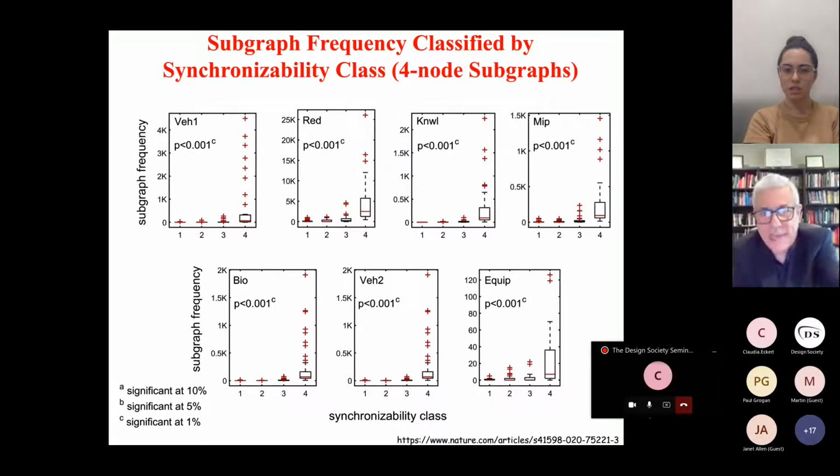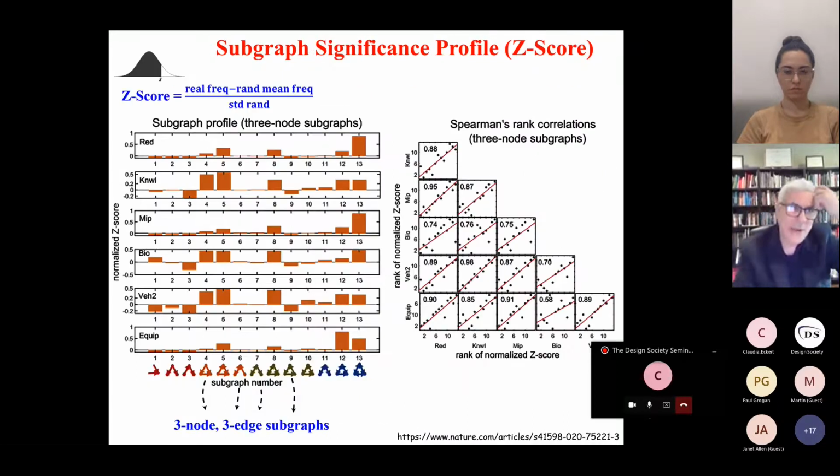You can also test the correlation between the SM measure and the prevalence at the level of 4 nodes. And in all of the cases, you pass the test at a very high level of statistical significance. So synchronizability is a basic feature of design networks, right? All right. So now I don't have much time. I think I have about 5 minutes or so. So I'll try to wrap it up here.